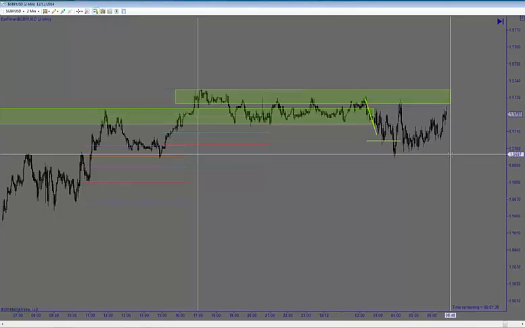What's price doing? Is price producing new structure lows? Is price producing new structure highs? Neither. Okay, what's happening overall? Are we getting lower highs, higher lows? Price always tells us what it intends to do.